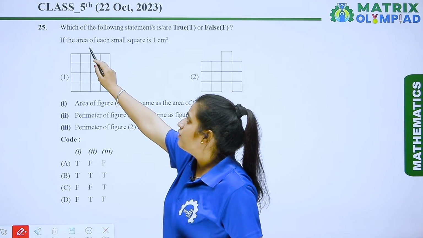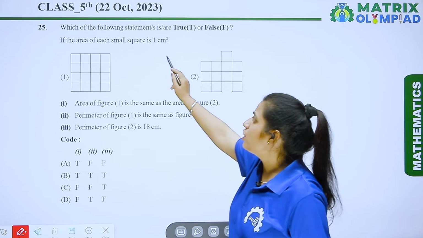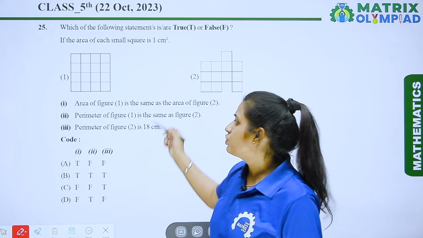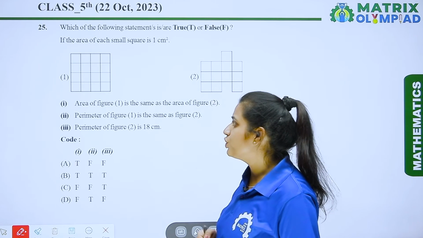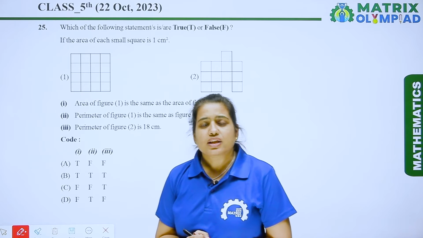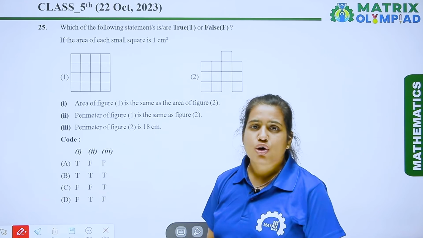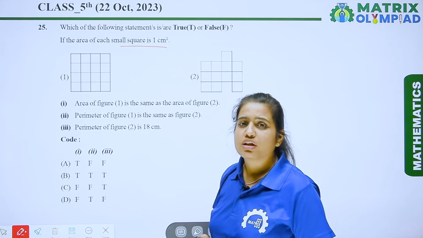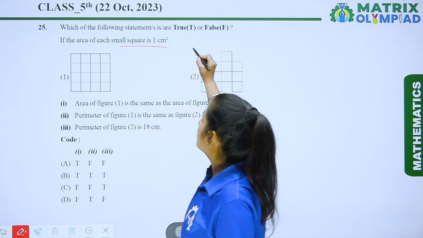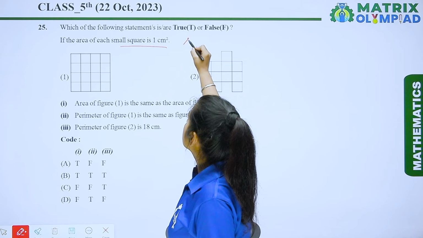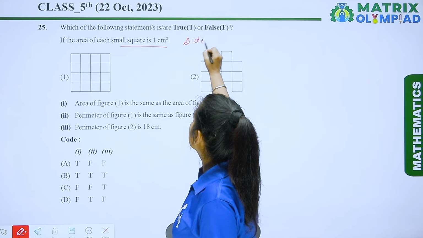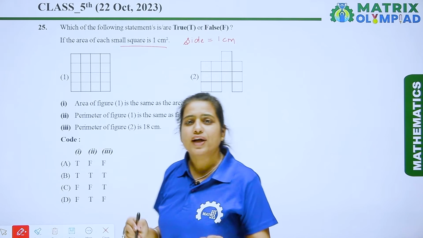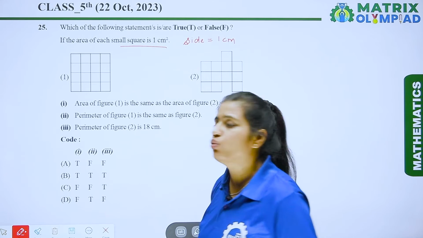Now here we have given the area of each small square is 1 centimeter square. So in these two figures, figure 1 and figure 2, we have a small square. So area of a small square is 1 centimeter square. If the area is 1 centimeter square, then side of each small square is equal to 1 centimeter. So here let's find out whether the given statements are true or false.